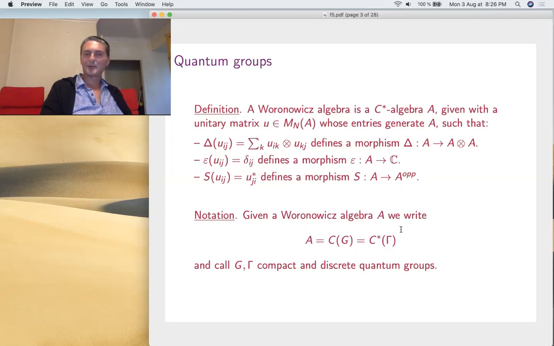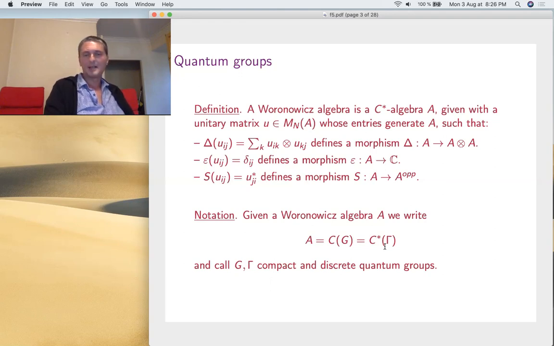For groups it doesn't matter. When the algebra is commutative, it's the same thing. But for group duals, you need to put the opposite there for things to work. So these are the basic examples. Now, we can prove that in the commutative case, it's exactly the C(G)'s that you get, with G a compact group. In the so-called co-commutative case, but no, let's not get into all details, these are C*(Γ). So everything is just fine.